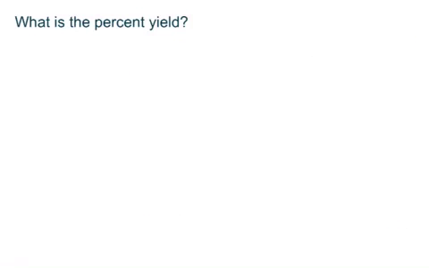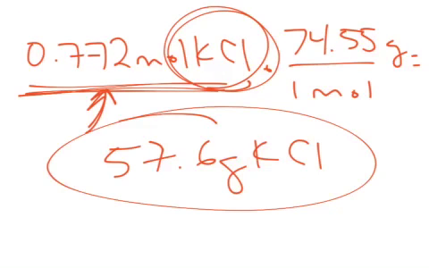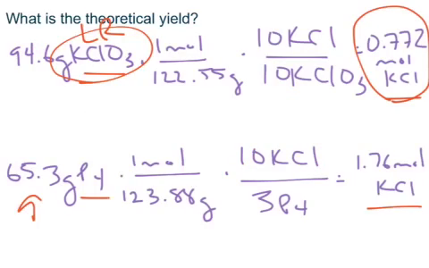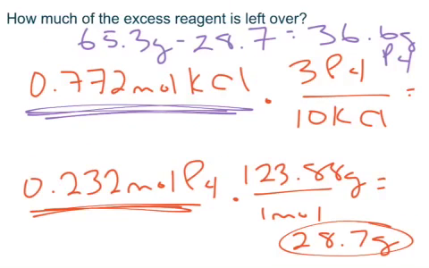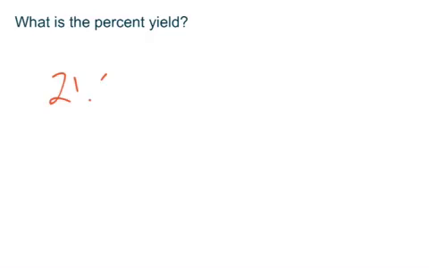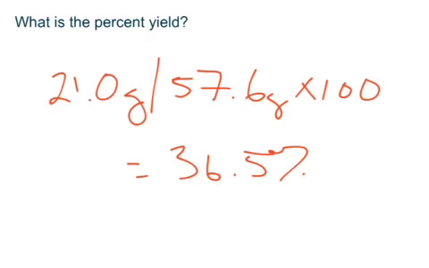And then the last step of these questions is percent yield. Our theoretical yield was 57.6 if 100% of everything actually went perfectly and worked out. The question originally told us that we only made 21. So to find percent yield, you take the amount that you actually made divided by what you theoretically should have been able to create and multiply it by 100. So this reaction was only 36.5% proficient.